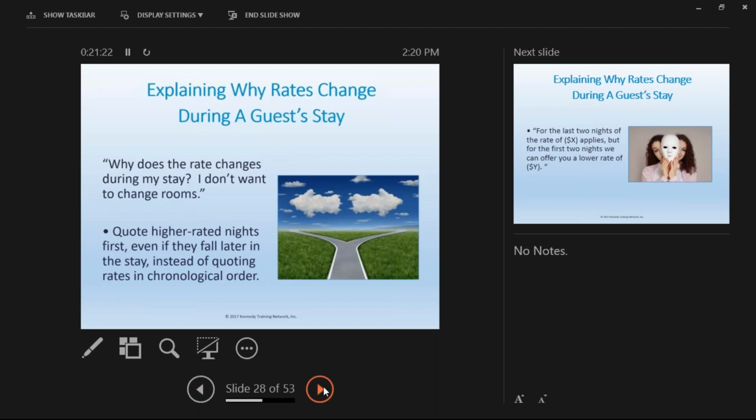Now, next up, why does the rate change? I don't want to have to change rooms. This is a scenario where now most hotels and most vacation rental companies quote a rate per stay. That is the newest trend in revenue management. So chances are, if a guest is coming for a week or for 5 days, you're telling them the total price for those 5 days.